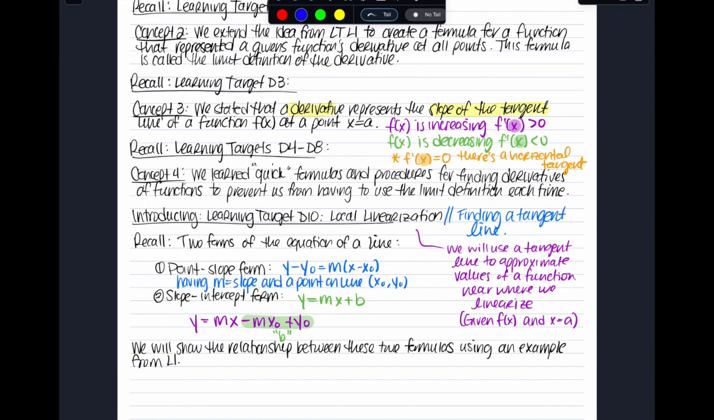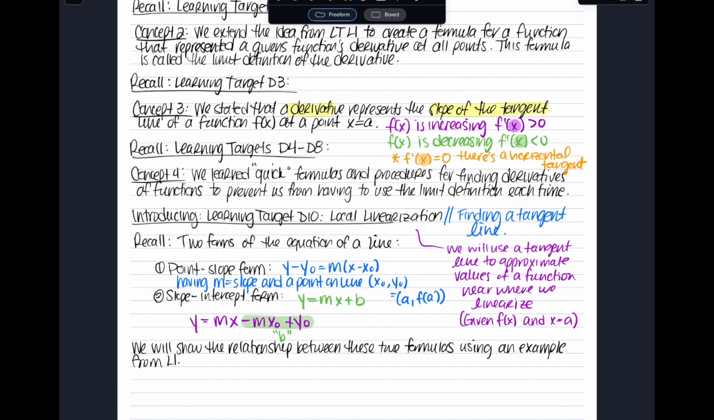And actually, I'm going to show you in a minute that this is the exact same formula that we're going to use for the local linearization. We're just going to rename some of these things. We're going to be given a, so x naught is going to equal a. And then y naught, well, it's the y value at x naught. So it's f of a. That's all x naught, y naught equals in what we're going to use later: a, f of a.